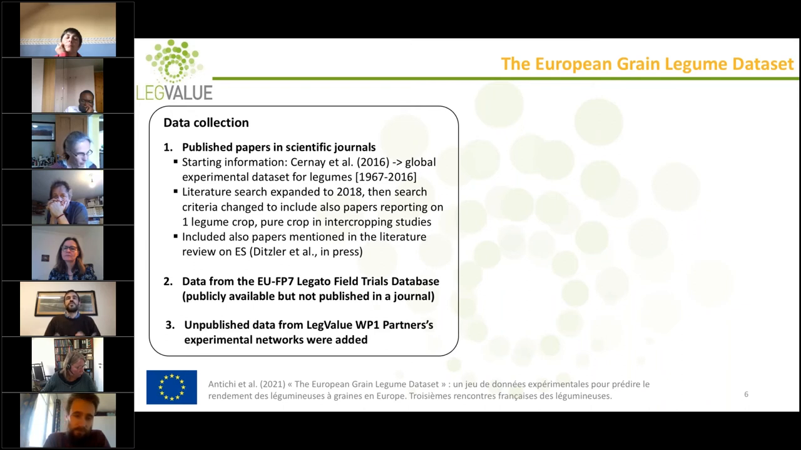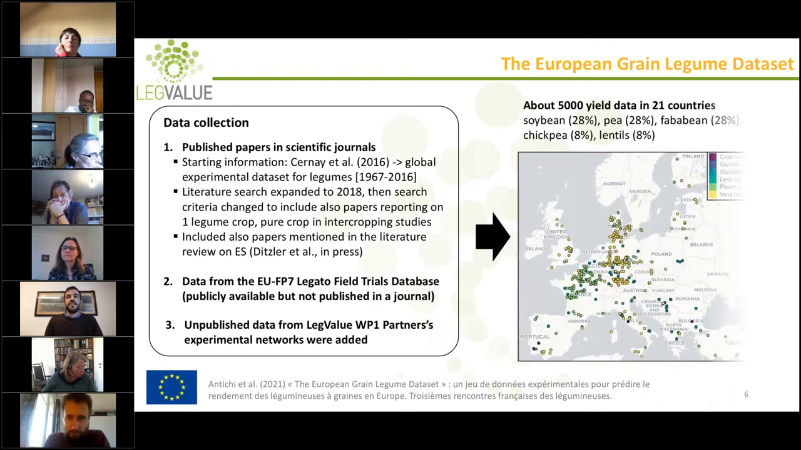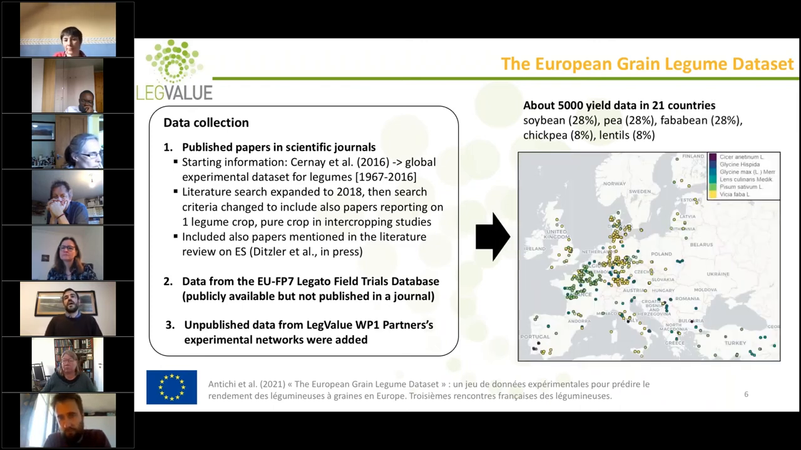So data were produced under experimental conditions. This was really very, very important for us. And then at the end, we obtained a quite large data set, including more than 5,000 yield data produced in 21 countries, and mostly represented by soybean, pea, and faba bean, including all the different kinds of faba bean.